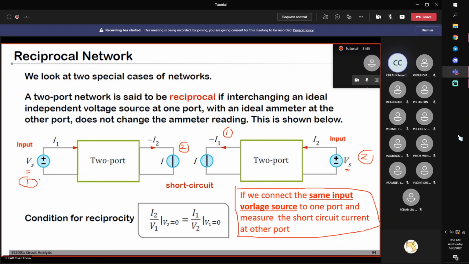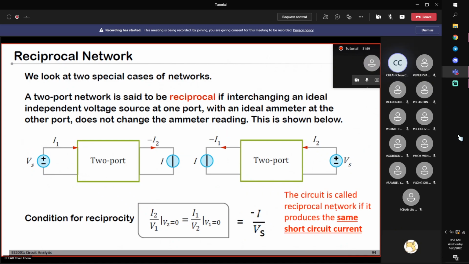Now suppose that if you put in the same input, it produces the same current, then this network is called reciprocal. So basically, if you put the ammeter there with the same voltage on either side, whether you put port 1 or port 2 as your input, on the other side you get the same current. This means that it's reciprocal.